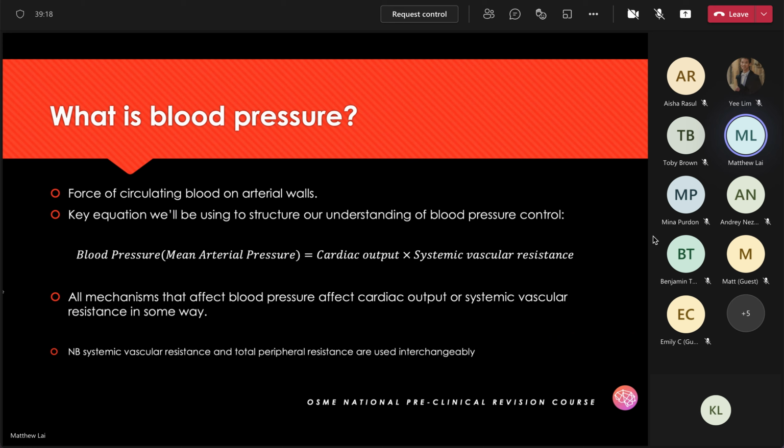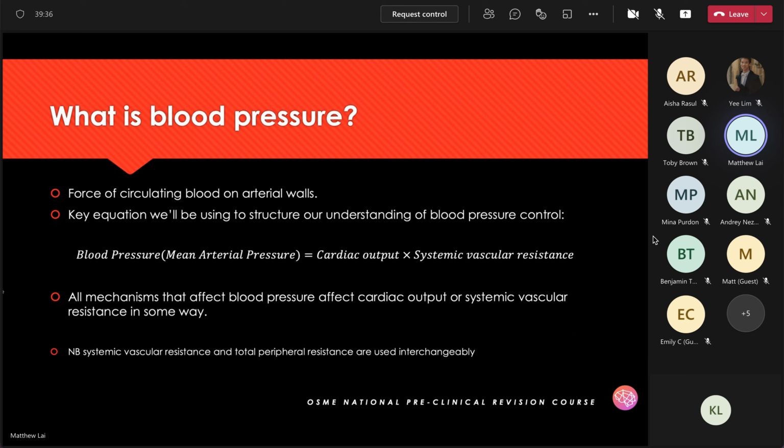So let's start by speaking a little bit broadly. What is blood pressure? Well, it's the force of our blood on our arterial walls. So I'm not sure if you like maths, but it doesn't need to be mathsy, though I think it definitely helps.